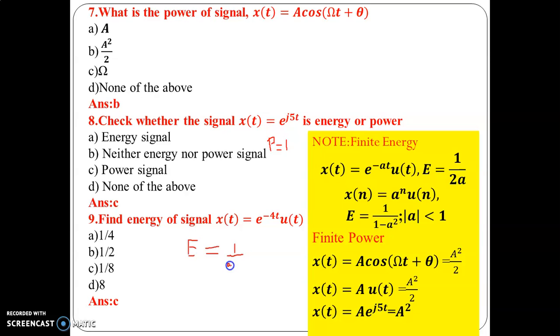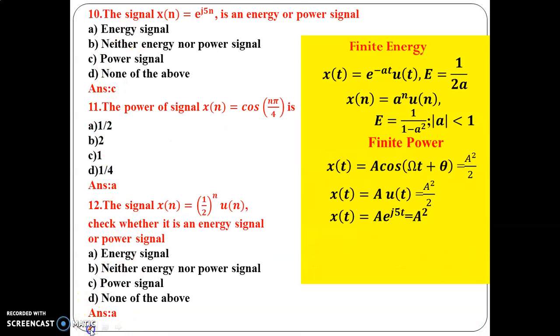So 2 into, in place of a, what do you have? In place of a, you have 4. So it is 2 into 4, 1 by 2 into 4. So the value of energy is equal to 1 by 8. So option C is right, right?